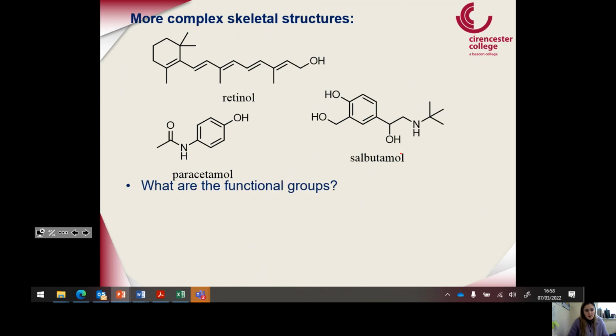Here are some more complex ones. What I think you should do now is identify the functional groups, and draw them out as displayed formulae or as structural formulae with benzene rings. You just want to do C6H, and then there's 1, 2, 3, C6H3 here, and then have these coming off it.